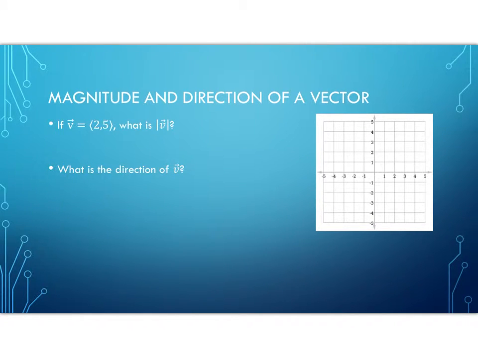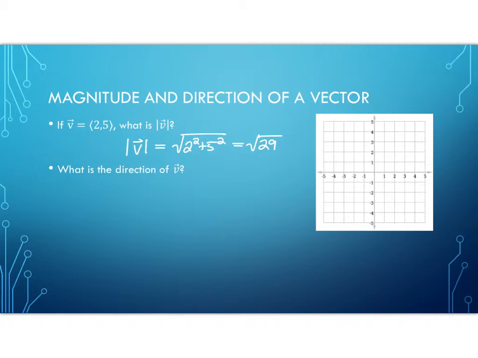So, magnitude and direction. Magnitude we've already talked about in the first part of this. So the magnitude of vector v is the square root of 2 squared plus 5 squared. So it is the square root of 29. So that's the magnitude of the vector.